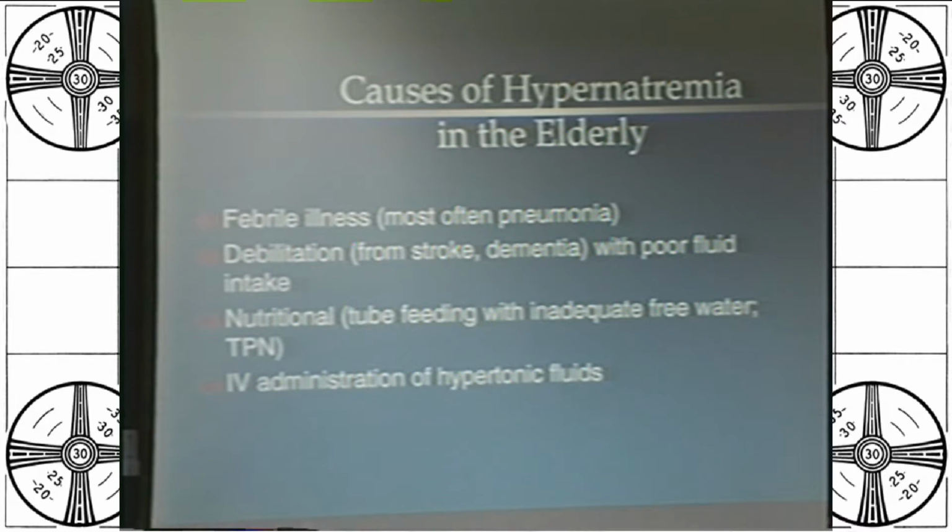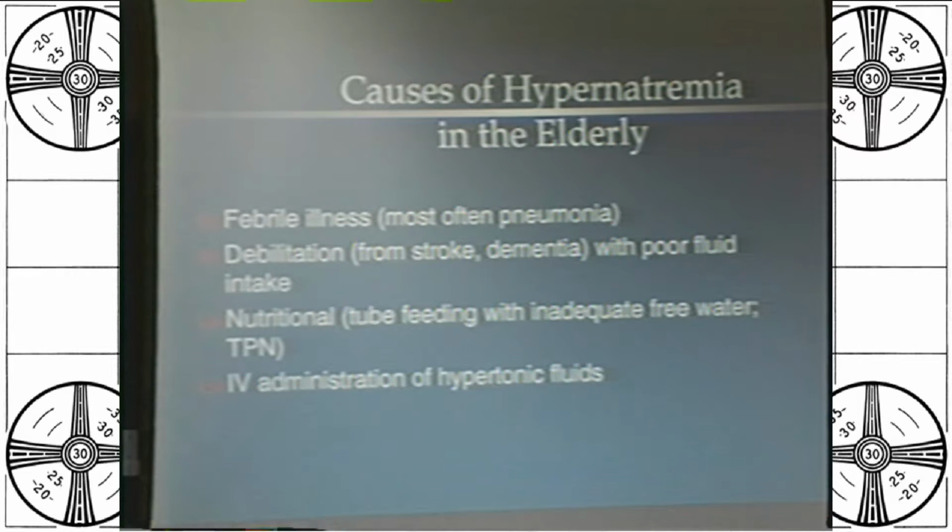In older patients, the causes are most commonly febrile illness with increased insensible loss plus debility that makes them unable to get water and drink. Second are chronic debilitating illnesses from stroke or dementia with, again, poor fluid intake. Some people consider hypernatremia in people who are in nursing homes as a sign of neglect, that this means that the person is getting bad care, and that's not always true.